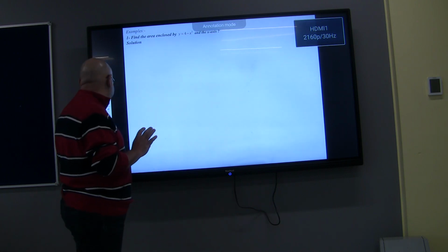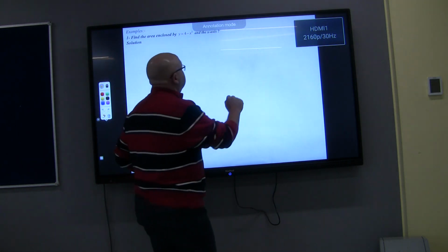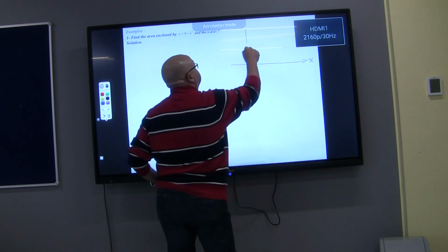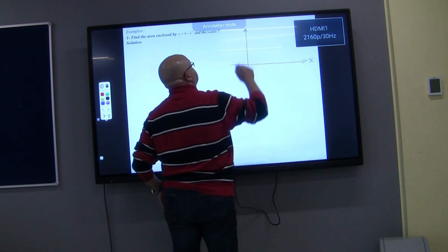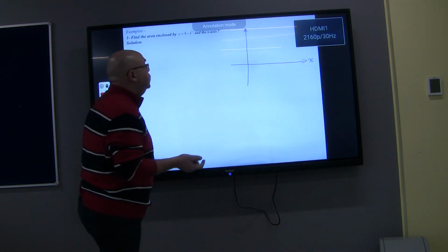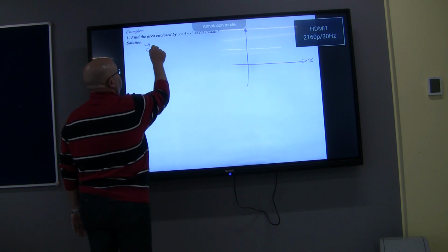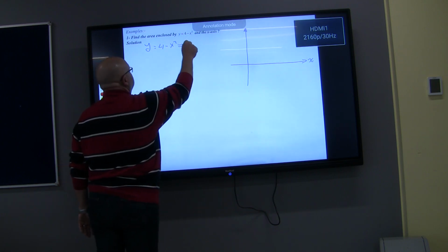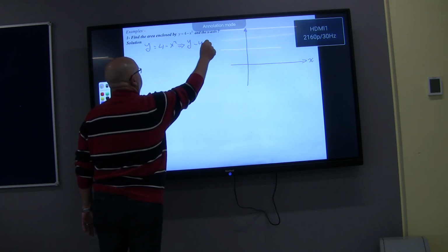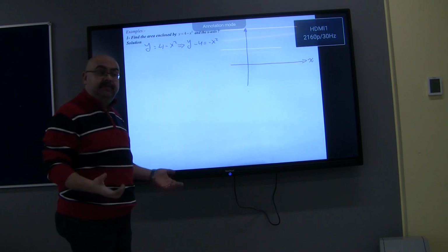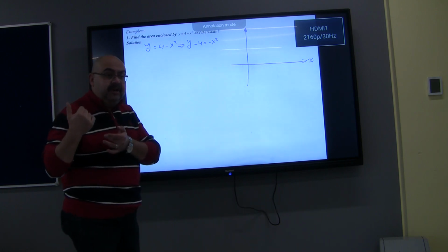Simply, I will first have to draw the area required to be evaluated. This is the x-axis and the y-axis. Then I will start looking at my function. My function says y equal 4 minus x squared, which is going to lead to y minus 4 equal negative x squared, which can simply be put in the normal form that you have already taken in functions.